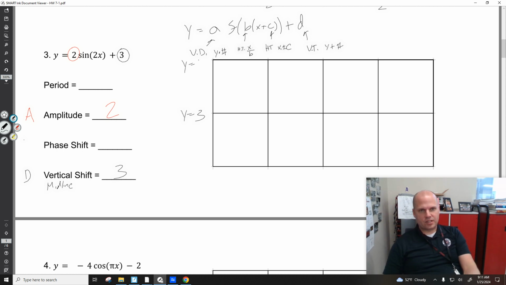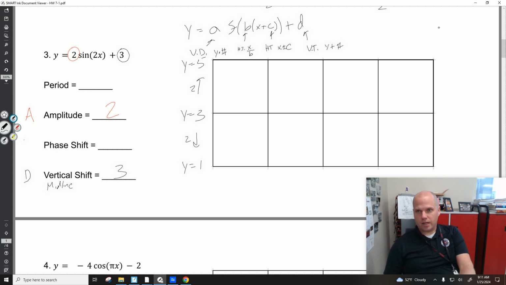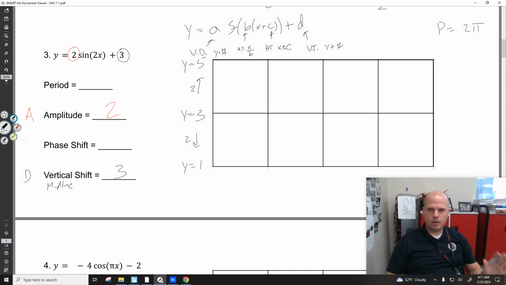Amplitude of 2 takes us to 5 and takes us to 1 if I go up 2 and down 2. Cool. Now let's pay attention to our x's. Now, here's the key. The period for a normal equation is 2 pi. Now, if I have a b value, it's a horizontal dilation. It's going to affect these x values that it would take to repeat.